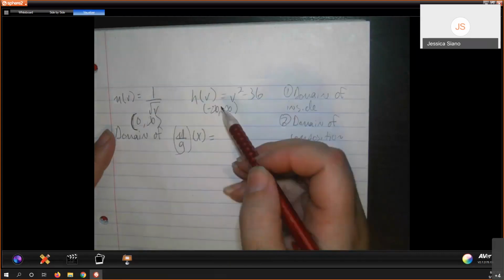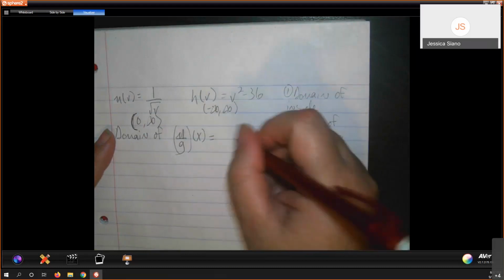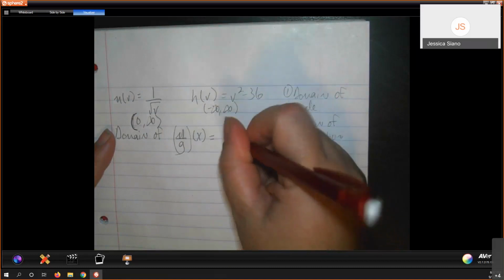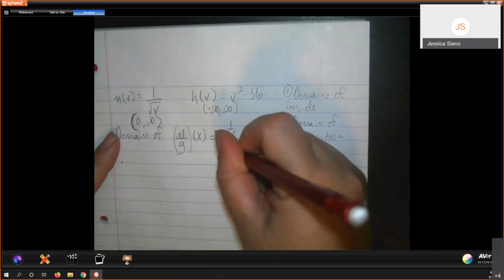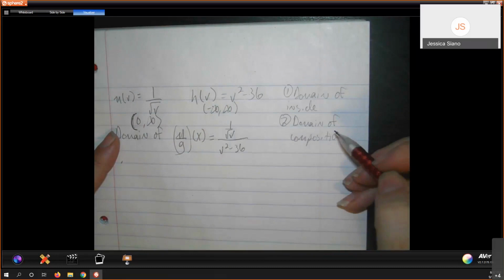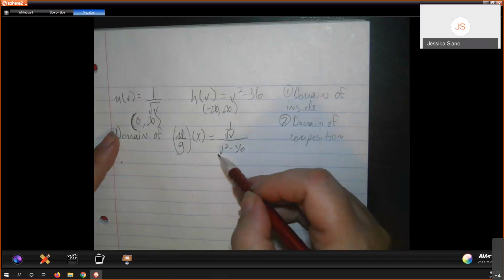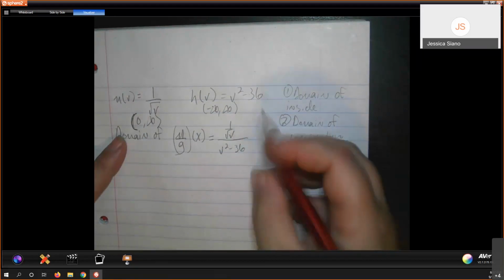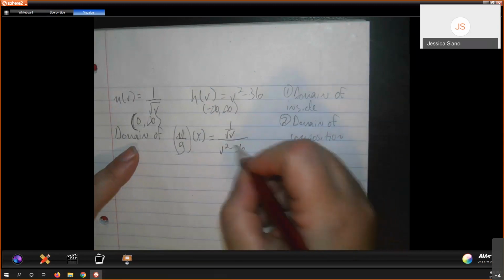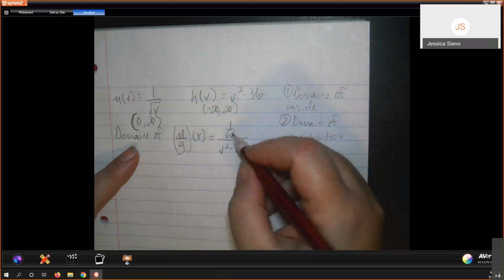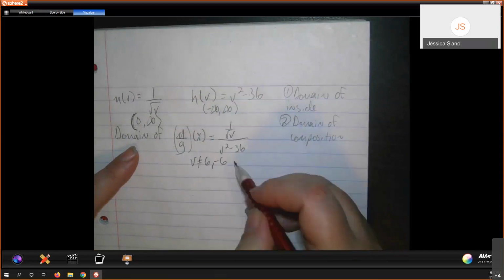So keeping both of those things in mind, the domain of m over g, well, first we have to find m over g. So that would be 1 over the square root of v over v squared minus 36. So here we have another denominator. And we know that when we say v squared minus 36 equals 0, if we solve that, we would get 6 and negative 6. So that means the domain of this function is all real numbers except 6 and negative 6. So v can't equal 6 and negative 6.